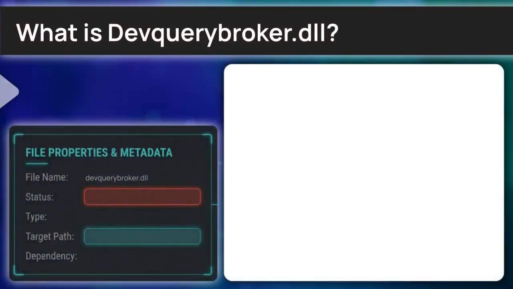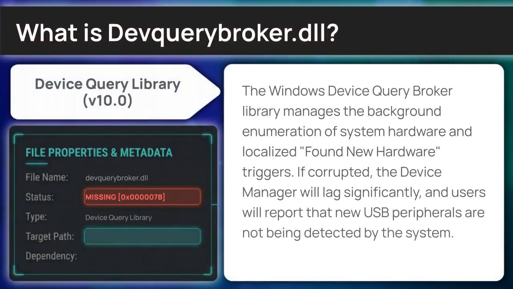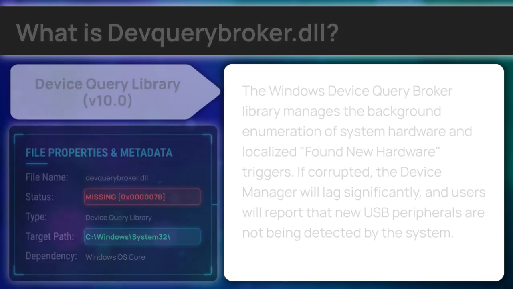This is the Device Query Broker Service. It manages the background enumeration of system hardware and localized found new hardware triggers. If corrupted, the device manager will lag significantly, and users will report that new USB peripherals are not being detected by the system. With that background out of the way, here is how we actually restore the missing component.